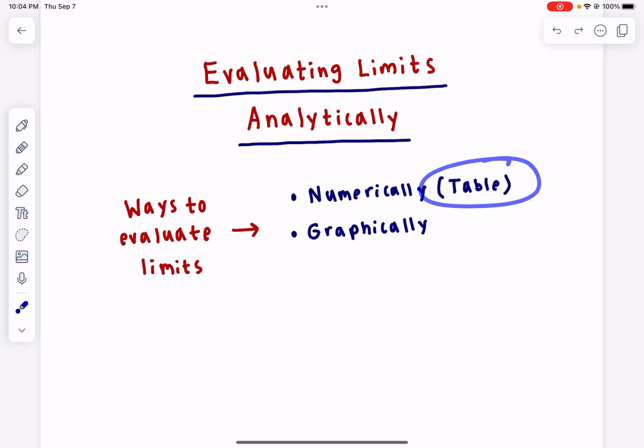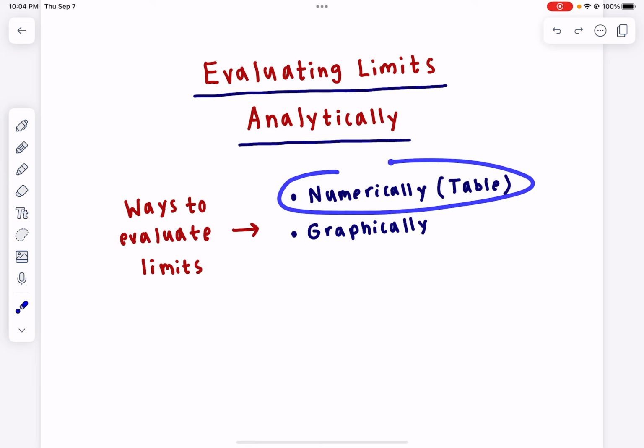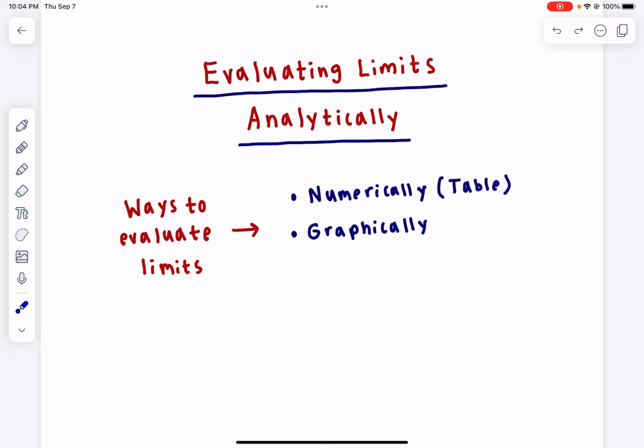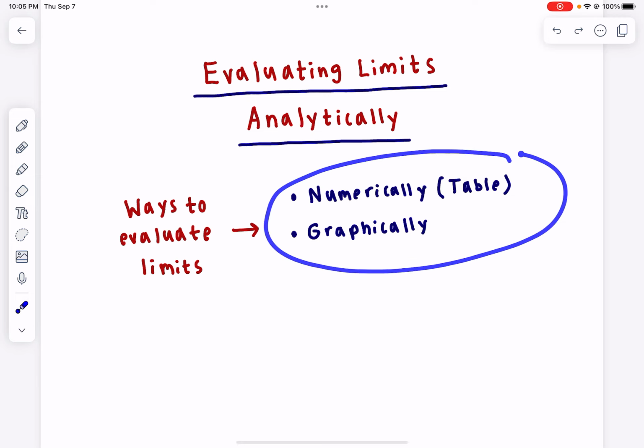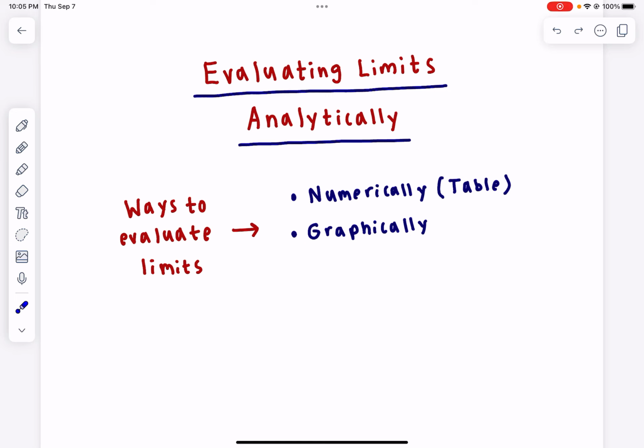using a table. So if you refer back to your guided notes on the first page, we actually used a table of values to help us find the limit numerically. So we have done this already. And then we have been focusing a lot on looking at graphs and trying to find the limits using a graph. So these are the two different ways that we have been talking about. So finding and evaluating limits numerically using the table and graphically.